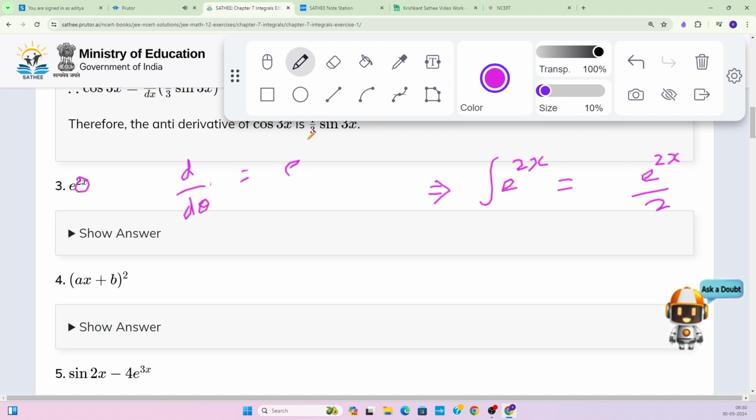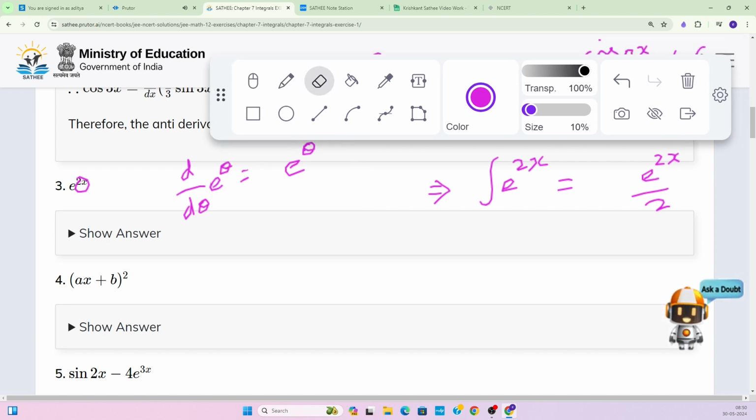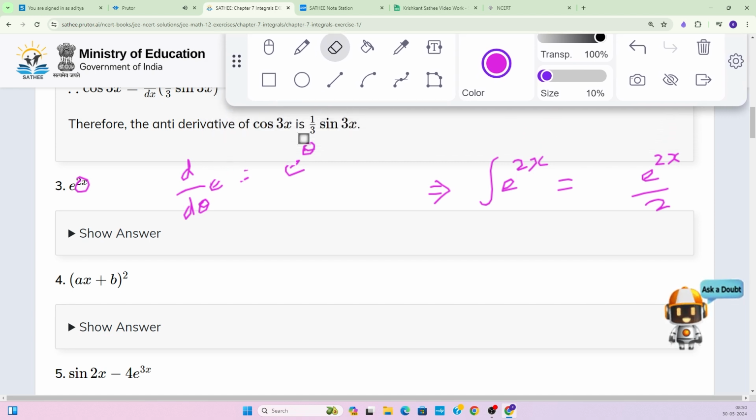Your answer will be e^θ. It is very simple: e^θ gives e^θ. But what you want is something like this: what function you write in terms of x, such that after differentiating you will get this.